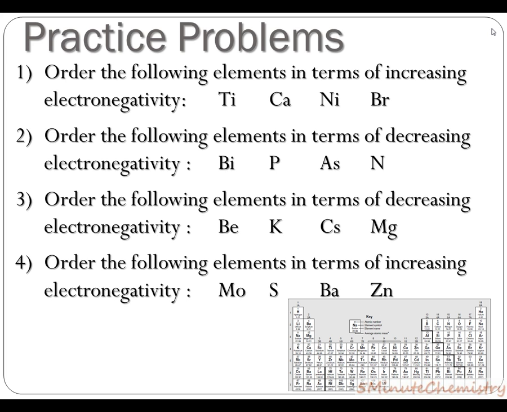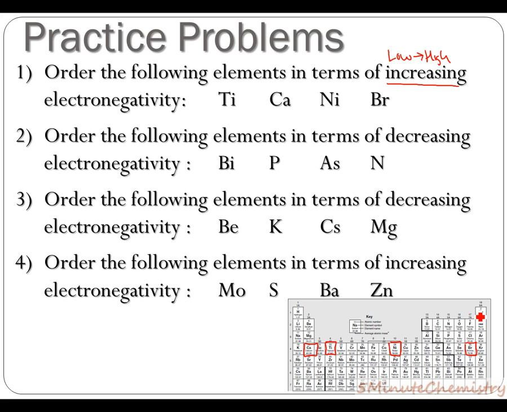I'll assume that you've had time for that now. So let's see here. We want to order the following elements in terms of increasing electronegativity, increasing. So we want to go from low values to high values, that's increasing. And let's think about where these things are. So titanium, calcium, nickel, bromine. I've got titanium, calcium, nickel, and I've got bromine.